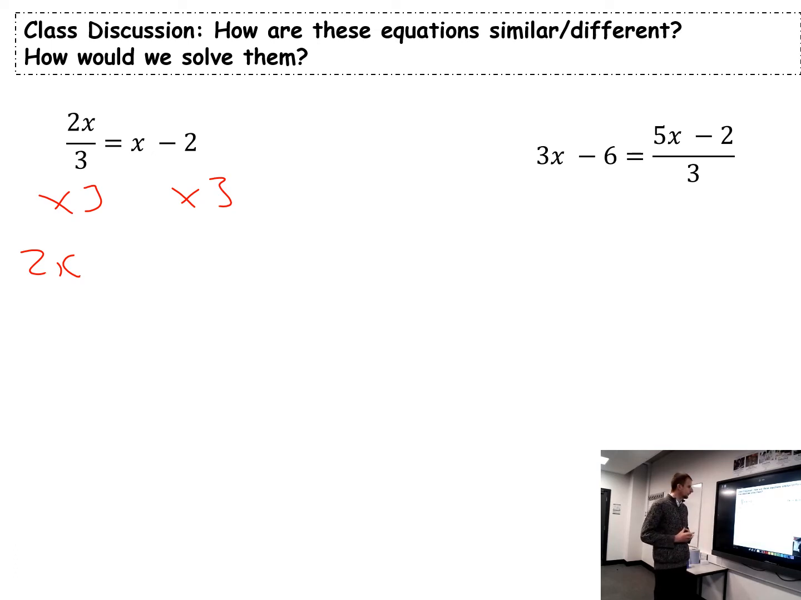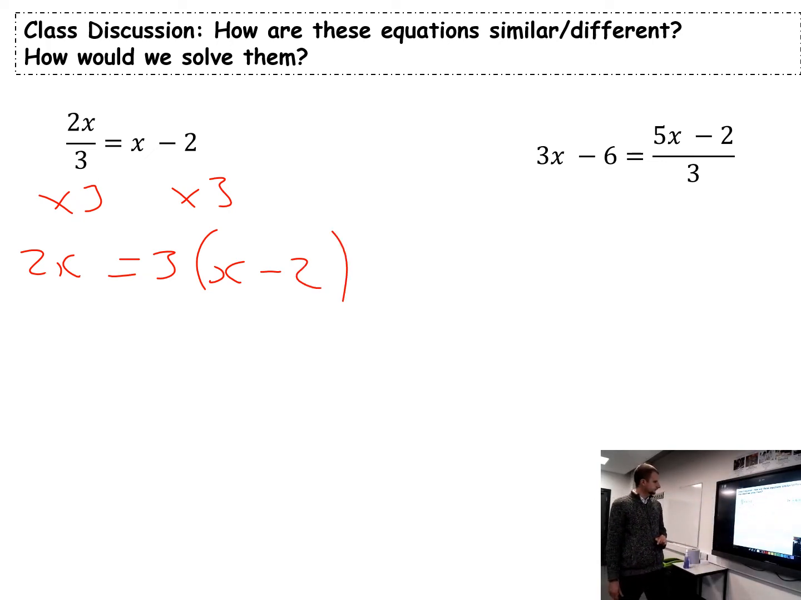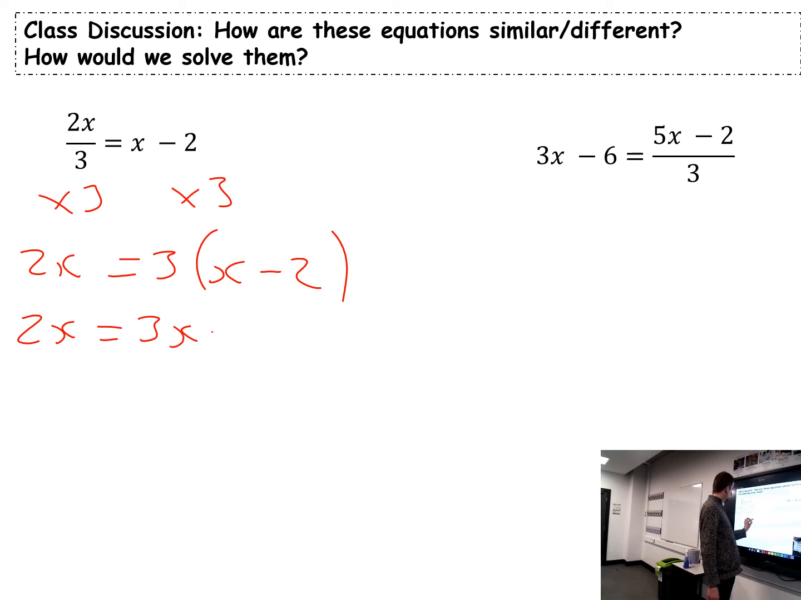So you have your original value. So we have 2x is equal to 3 times, and we use a bracket here, x minus 2. So let's expand this. So 2x is equal to 3x minus 6. That's again the same game, except the x's on one side and the non-x's on the other side. So let's subtract 2x from both sides.